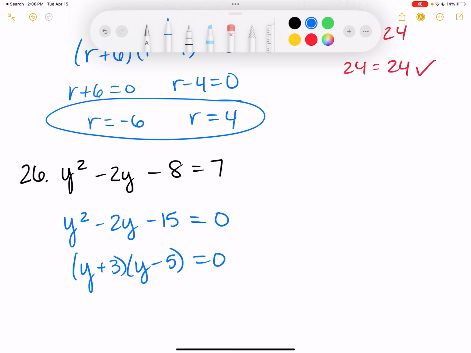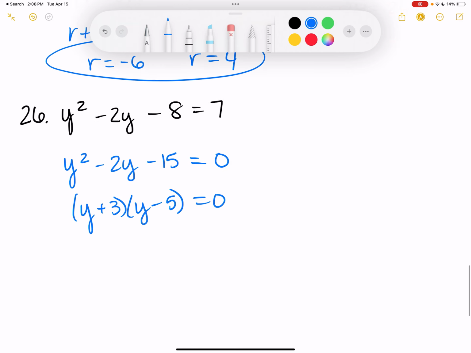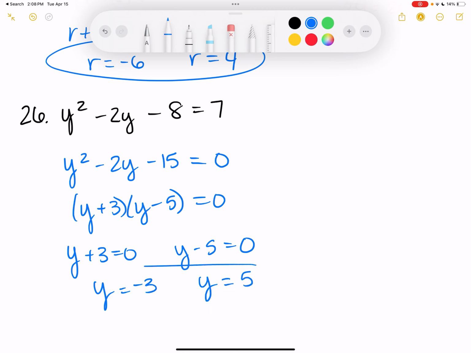Again, I can do a quick check. Negative 5y plus 3y is negative 2y, and then 3 times negative 5 is negative 15, so I'm good there. Then set each piece equal to 0: y plus 3 equals 0, and y minus 5 equals 0. So y equals negative 3, or y equals 5.